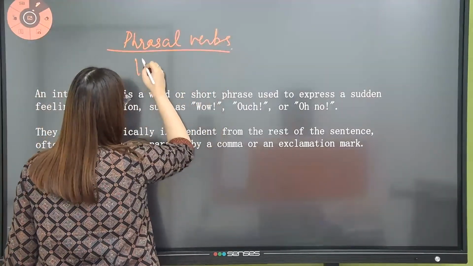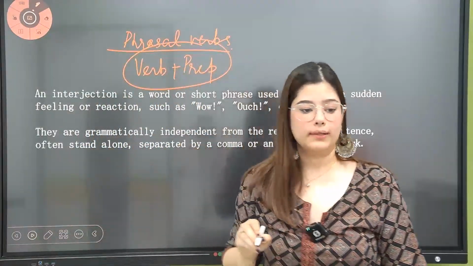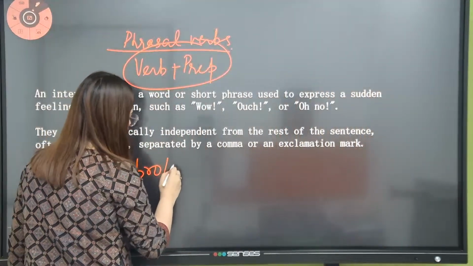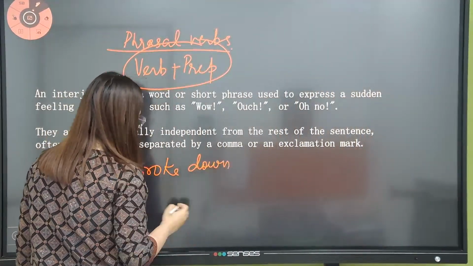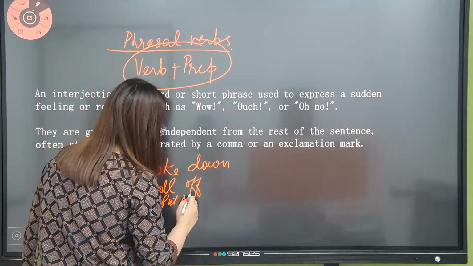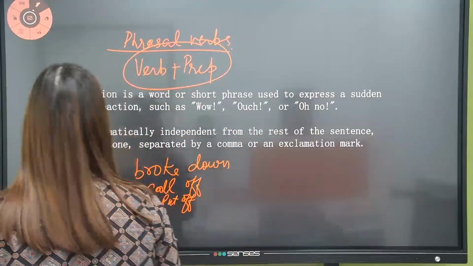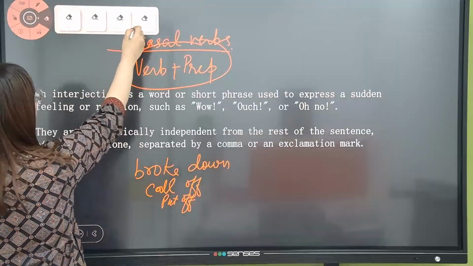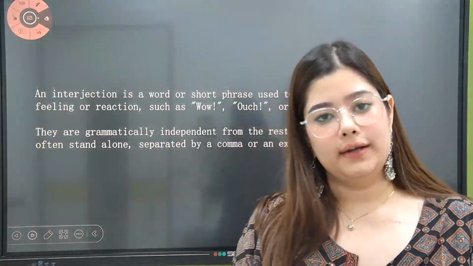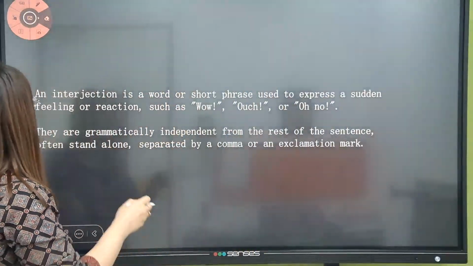Whenever we are talking about a verb plus preposition, we call them phrasal verbs. Broke down, call off, put off. Right? So whenever we are using verb plus preposition, we call it a phrasal verb. We may have another class dedicated to idioms and phrasal verbs. So there we'll discuss different types of phrasal verbs, important phrasal verbs that are there.